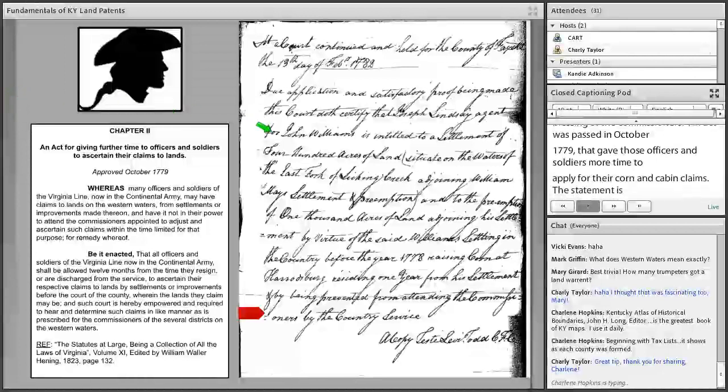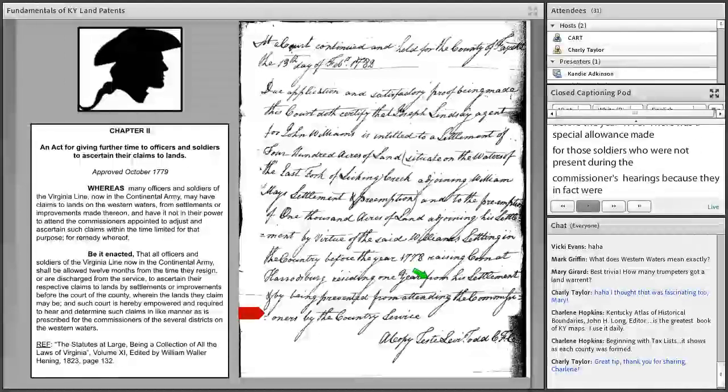And the statement is made on this one. Joseph Lindsay, agent for John Williams, is entitled to the settlement of 400 acres of land on the East Fork of Licking, adjoining William May's settlement and preemption. And then it goes down because he had been raising corn at Harrodsburg before the year 1778. So there was a special allowance made for those soldiers who were not present during the commissioner's hearings, because they in fact were serving their country back home.